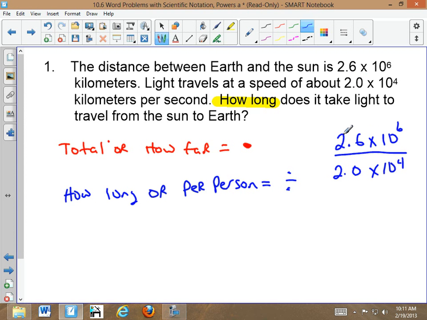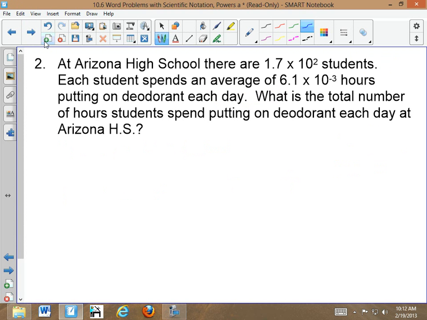Order matters in division. The first number goes on top. That's not hard, is it? No. The first number you come to goes on top. The second number goes on bottom.